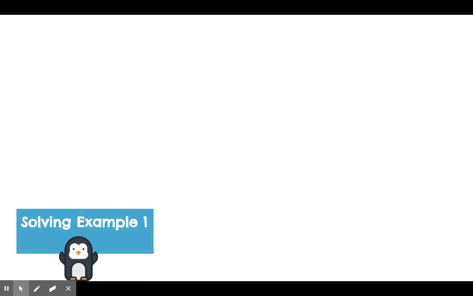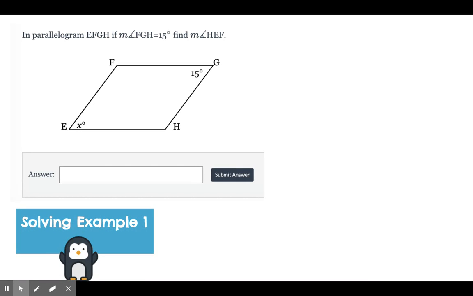Well, let's start off with one example. This is a Delta Math that you would be given that says in parallelogram EFGH, if the measurement of angle FGH is equal to 15 degrees, find the measurement of angle HEF. So the first thing that you want to do is look at the two angles given to you and think of what is their relationship. Take a moment and pause the video if you have to and try to think of what their relationship might be.